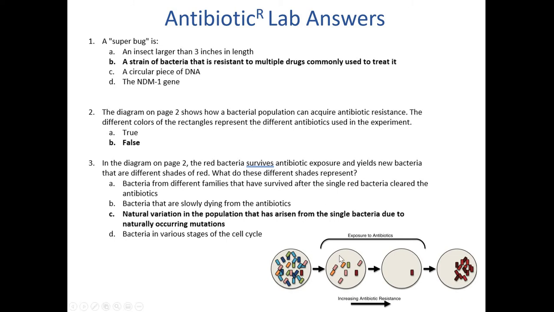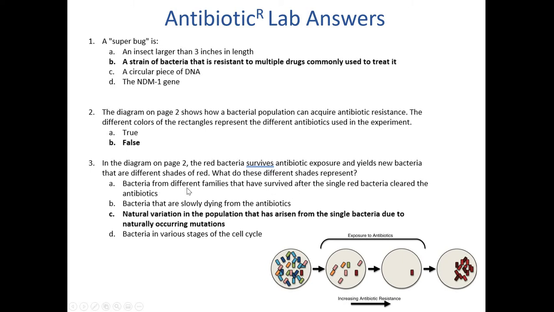And so what you can see is, over the course of time, due to the exposure to antibiotics, some species of bacteria are dying off because they don't have the right traits to deal with these antibiotics. Hopefully, you can figure that out from these types of diagrams. So the next question, in this diagram, the red bacteria survives antibiotic exposure and yields new bacteria that are different shades of red. What do these different shades now represent?